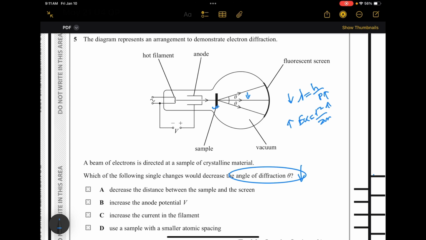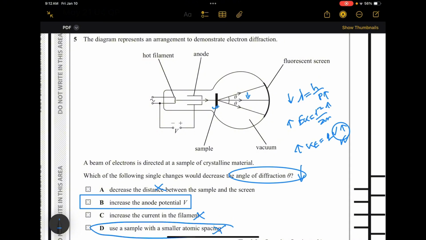Now according to the formula, kinetic energy equals charge times voltage. In order to increase the kinetic energy, we need to increase the voltage. Here they have written increase the anode potential. So we have to increase the potential of the anode. All the other points are not that important. We are not dealing with the distance, or the filament's current, or the atom spacing. This is not even included in our syllabus. So more or less all of them are not our answer. The only correct answer will be B.